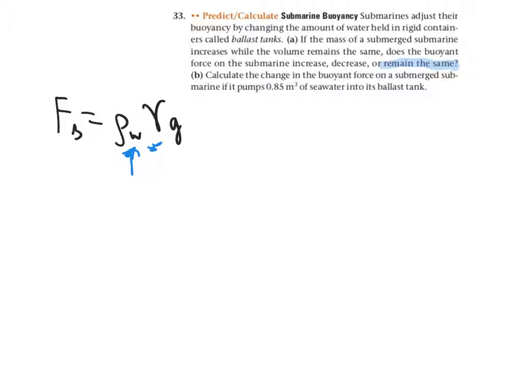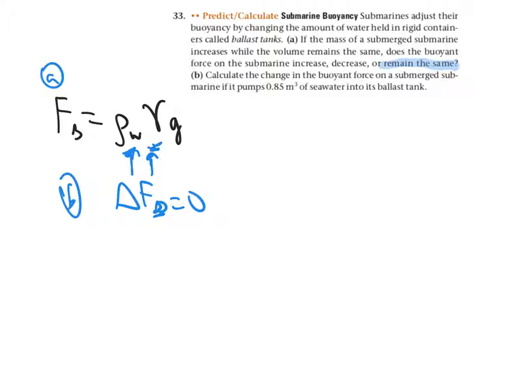That's part A. Part B, kind of tricky. Calculate the change in the buoyant force on a submerged submarine if it pumps a bunch of seawater into its ballast tank, but the volume has not changed. And, of course, the density of water has not changed. So this is also delta of FB is 0 because those two factors have stayed the same.